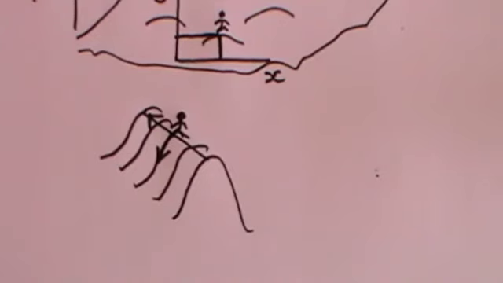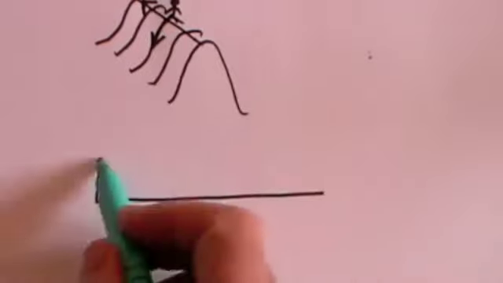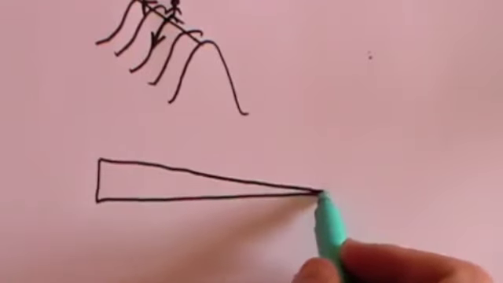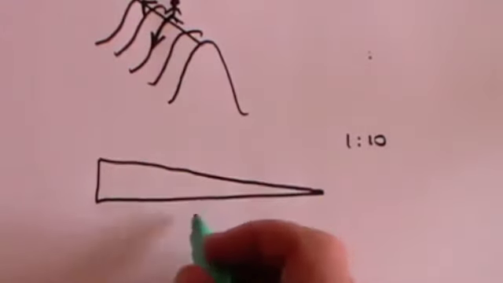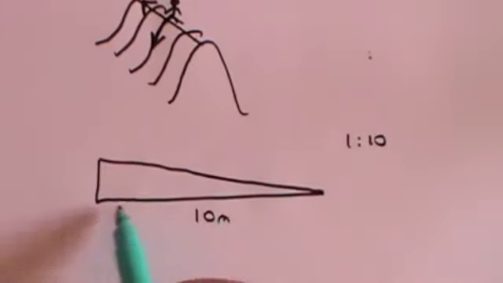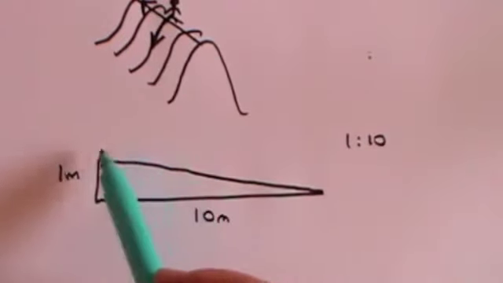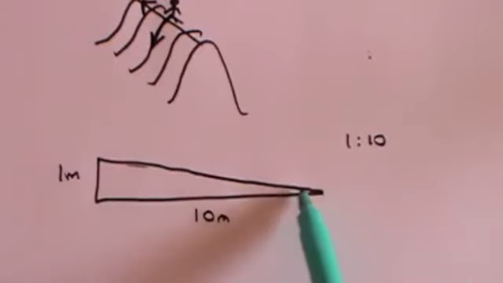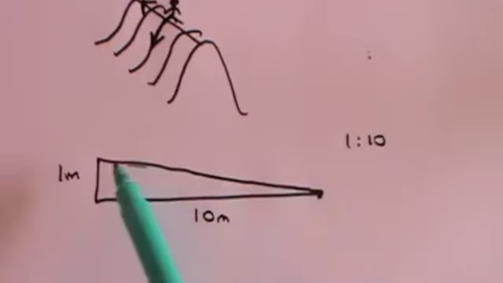Now, how can I tell by how much the height will vary as I move along? Well, let's consider a gradient. Here is a gradient which I'm going to call a 1 in 10 gradient. What that means is that for every 10 meters that I walk along, I will drop 1 meter. So if I start here and I walk 10 meters, by the time I get to the end, I have not only walked 10 meters along, I have dropped 1 meter down.